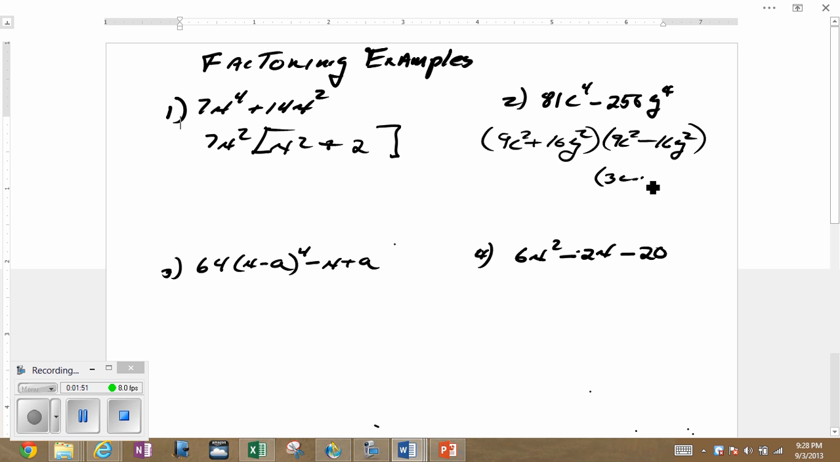3c minus 4y, 3c plus 4y. This, don't forget to bring down. It will not factor again. Don't make that mistake. It only factors here because it's a difference of squares. There's no technique for the sum of squares. Therefore, only this refactors, this stays.